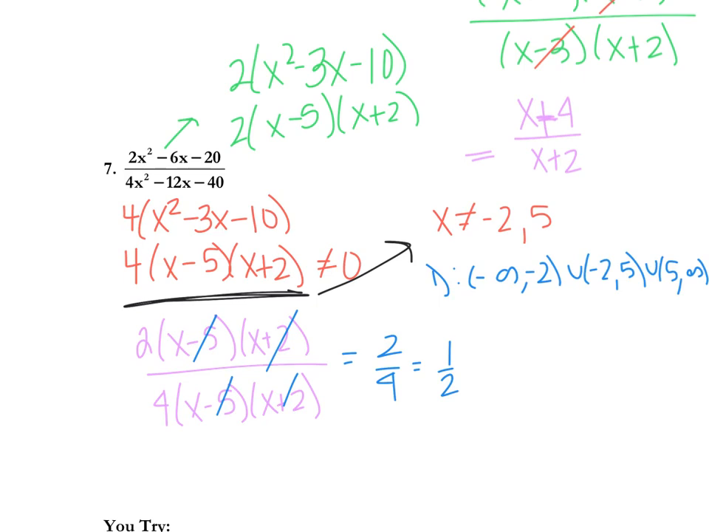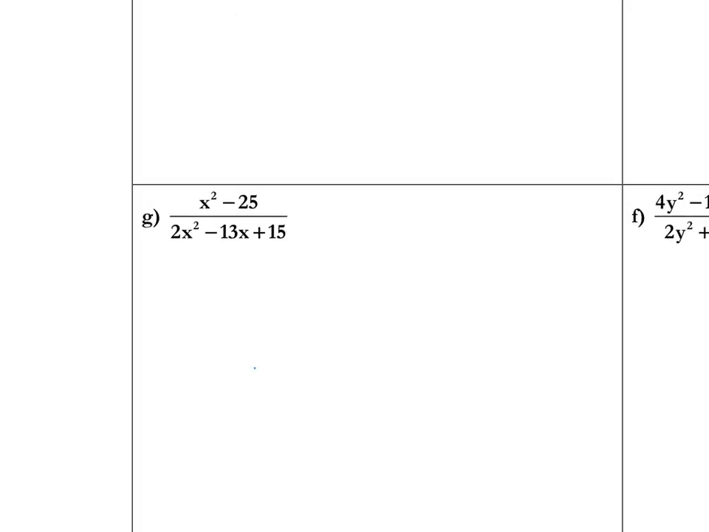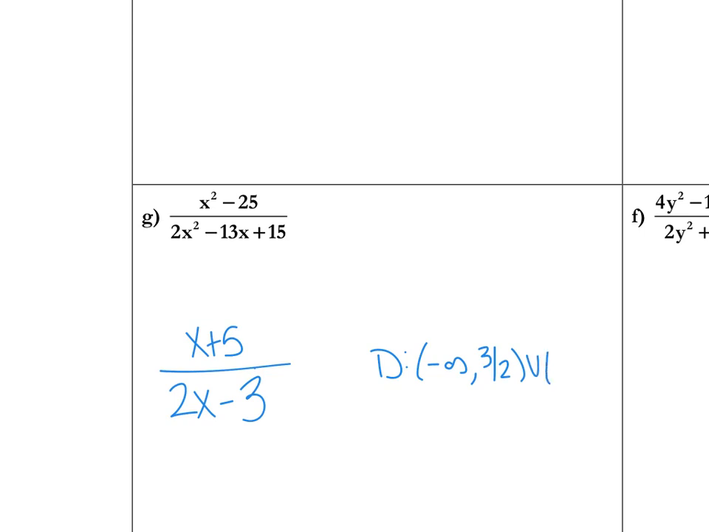All right. I'm going to give you the answer to G if you would like to try that problem later on your own. So when you are done factoring and simplifying, you should get x plus 5 over 2x minus 3. And then your domain restrictions are going to be -infinity to 3/2, 3/2 to 5, and 5 to infinity.